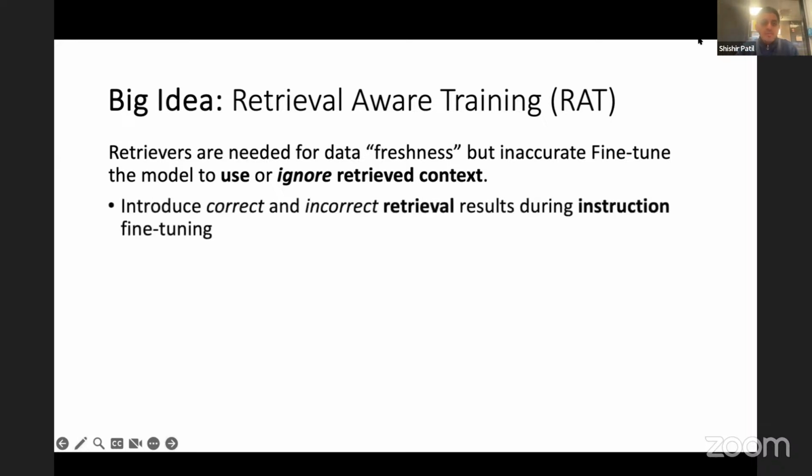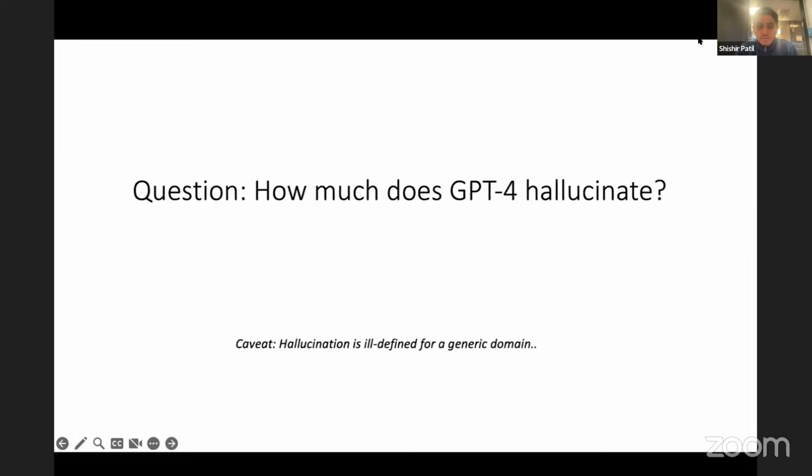And so how do we do this? Well, there's a few different things you need to do. One of the critical things is to introduce correct and incorrect retrieval results during the instruction fine-tuning phase. By doing this, you're ensuring that the model is robust to low-quality retrieval. So that's one part of it. And I'll talk more about how we extend RAT to a general purpose setting in natural language when we come to the RAFT project.